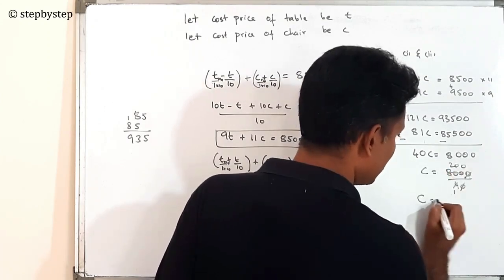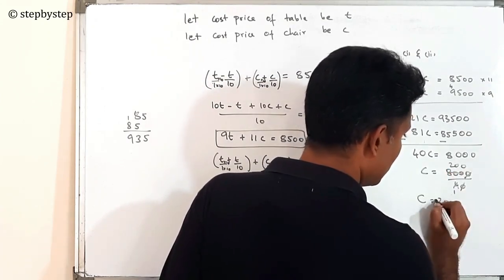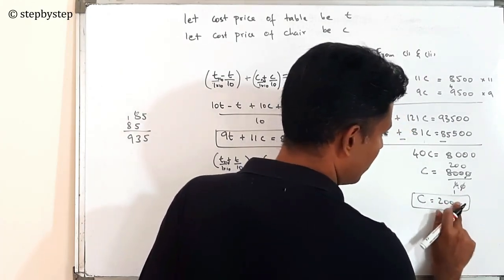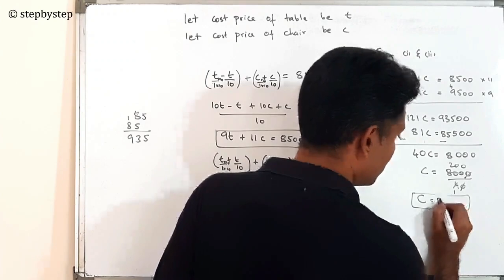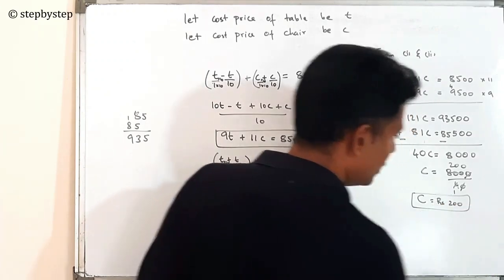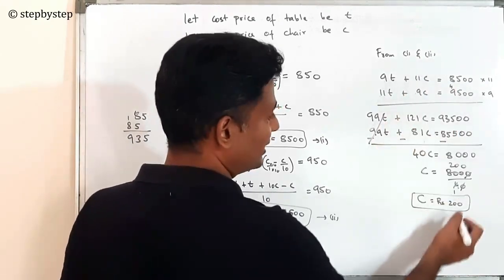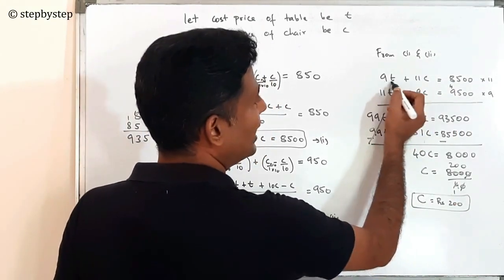So what is the cost price of the chair? 200 rupees. You have to write rupees, don't forget. So we got the cost price of the chair, right? Now using one of these two equations, I'll find the cost price of the table. I'll use this one.